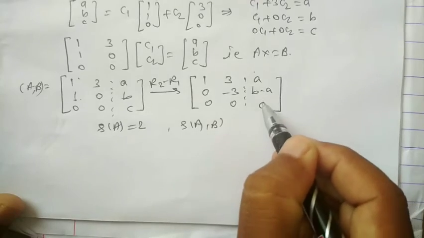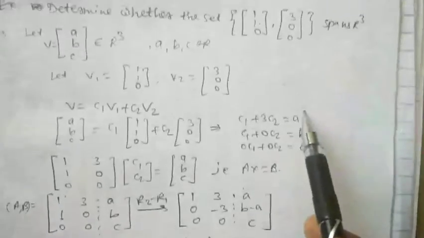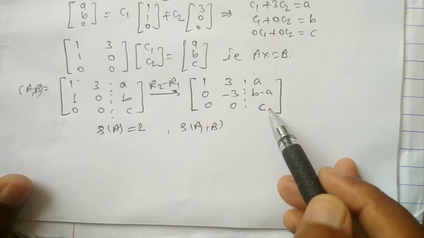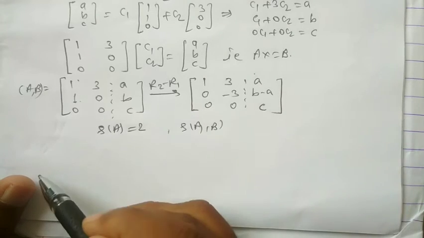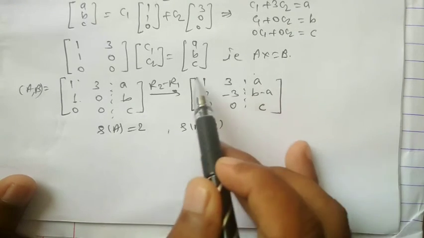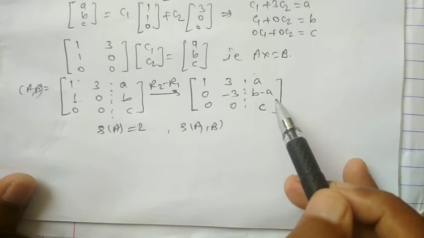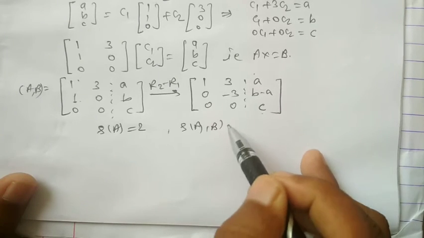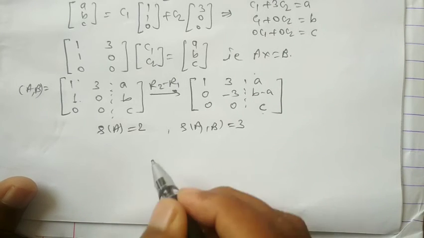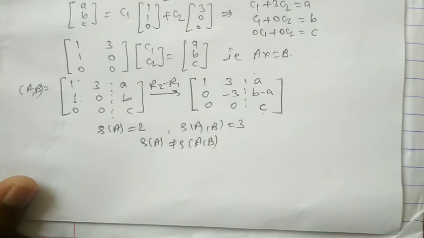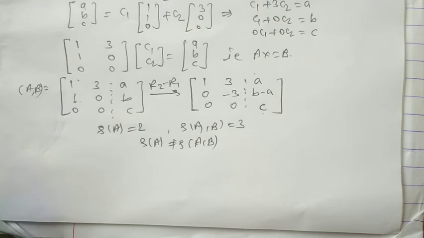Now see, A, B, C are any real numbers, so C is also any real number. It may be a non-zero real number. If C is non-zero, what is the rank of the augmented matrix? The first row is non-zero, the second row is non-zero, and the third row is also non-zero because of C. So rank of A comma B is 3. That means rank of A is not equal to rank of A comma B. That means the system is not consistent, so the system has no solutions.